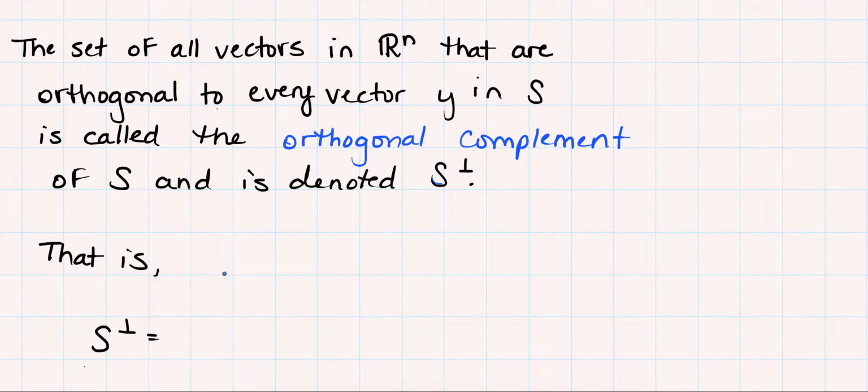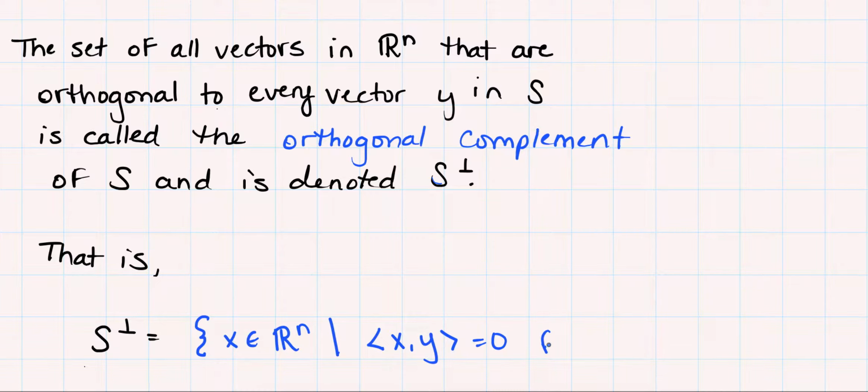That is, let's write this in set notation. S perp, the orthogonal complement of S, is the set of all vectors x in Rn such that when I take the scalar product of x with y, I get 0 for all y in our subspace S.